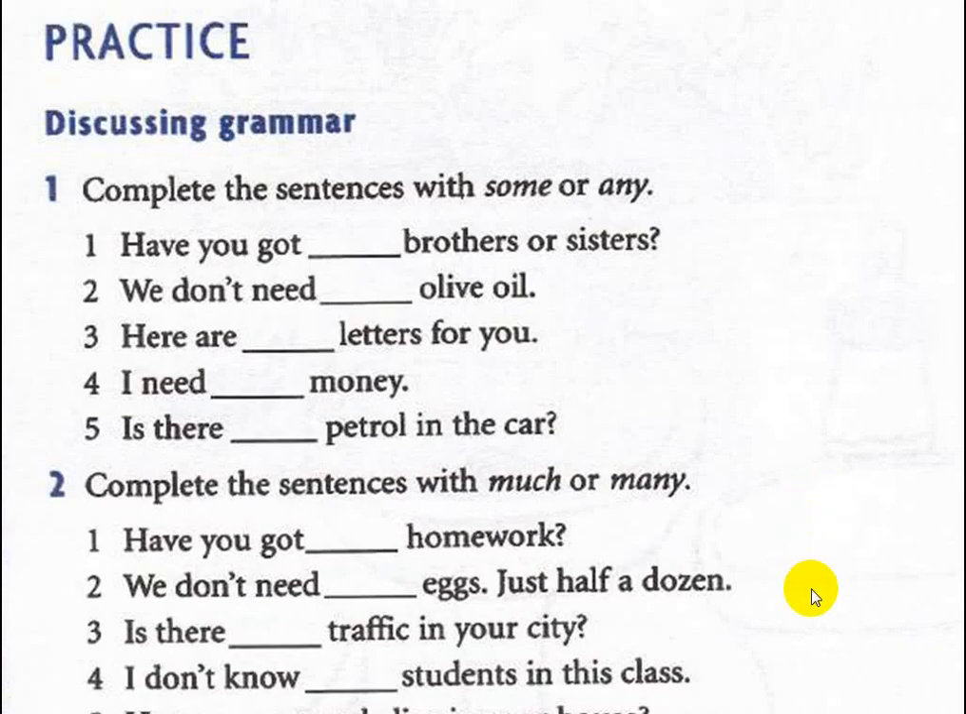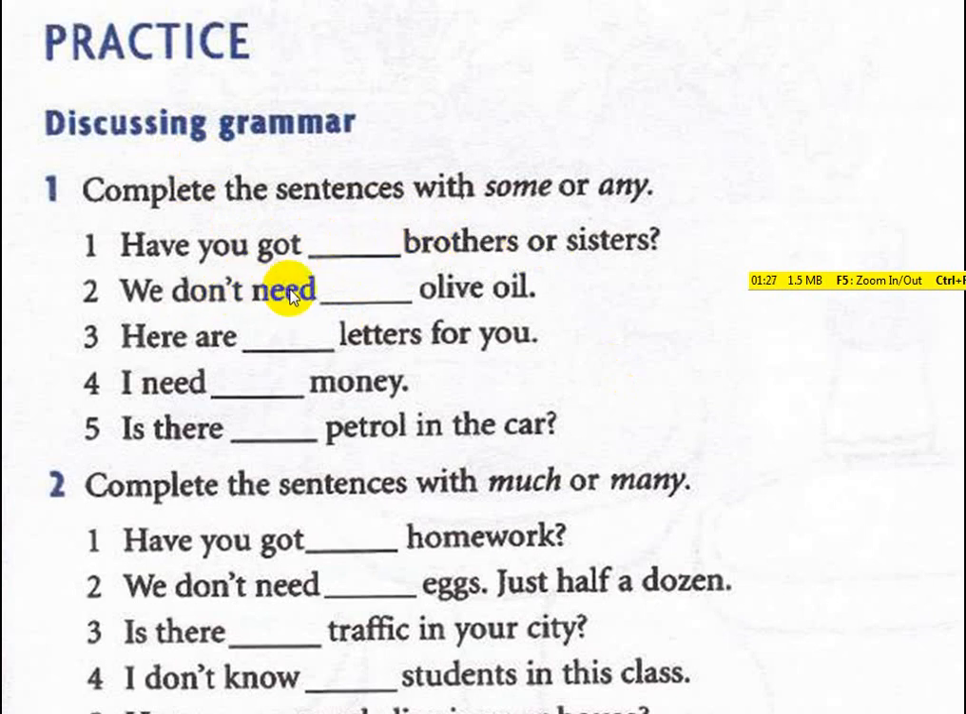Complete the sentence with some or any. The first one, as you know, some is used in positive sentences and any is used in negative sentences. Number one, have you got any brothers or sisters? Any in negative sentences and questions. So, have you got any brothers or sisters?